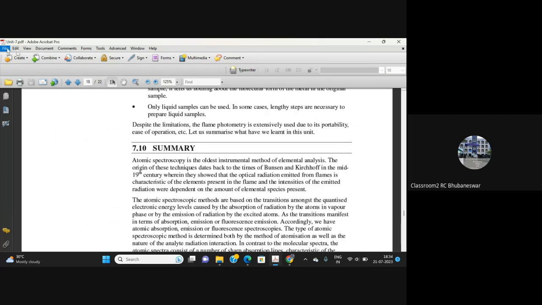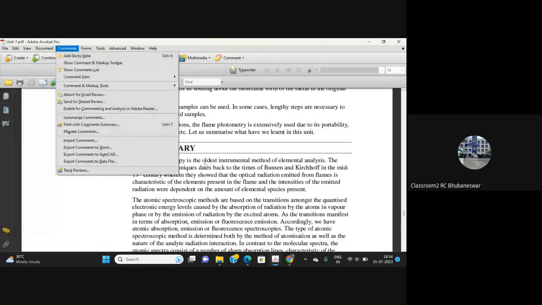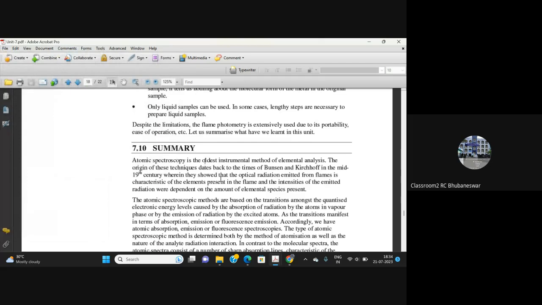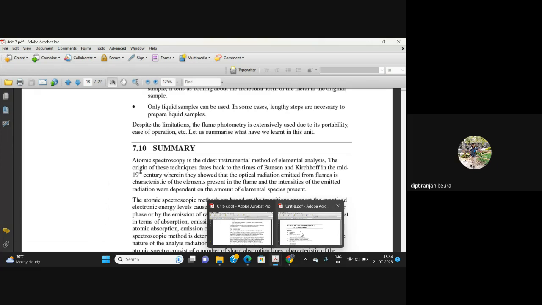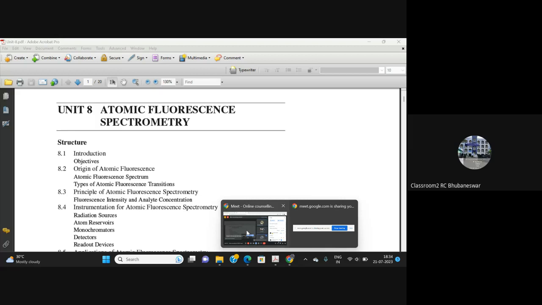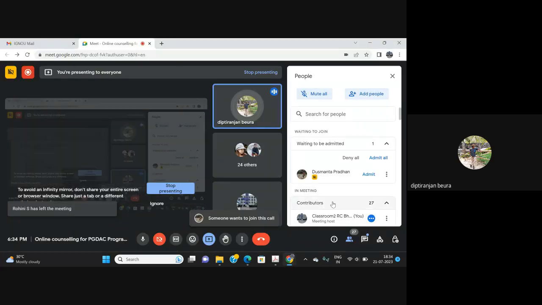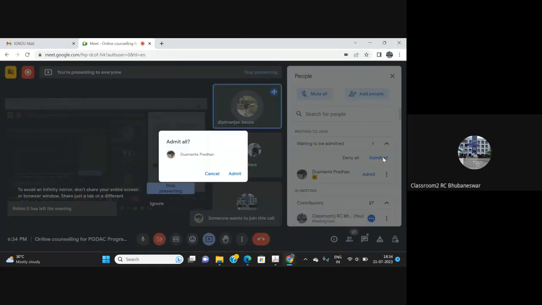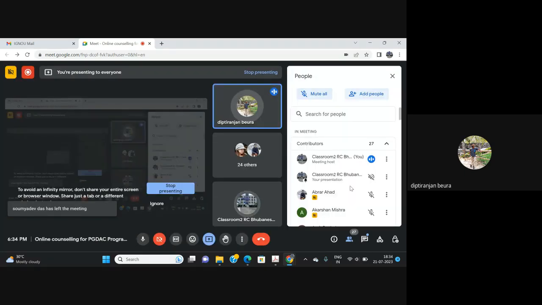Any doubt in this section? Madam, can we analyze non-metals with this technique? Everyone is there. Okay. Hello. Oh, many are there to get in. Okay.